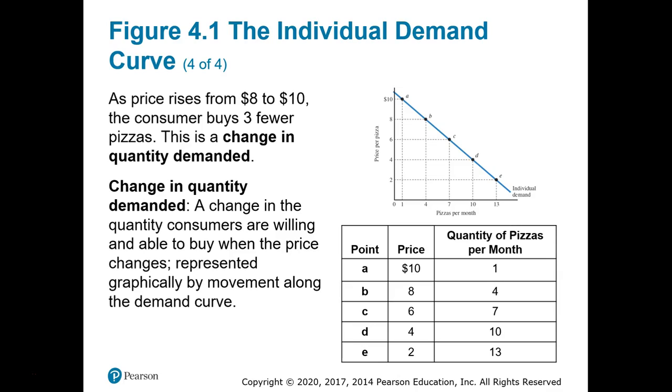A change in quantity demanded is a change in the quantity consumers are willing and able to buy when the price changes, represented graphically by moving along the demand curve. So a change in quantity demanded moves along the curve, up and down that line. This is what gets people, this is the difference between this and a shift. When we deal with quantity, we're moving along the price with the quantity, along the line.